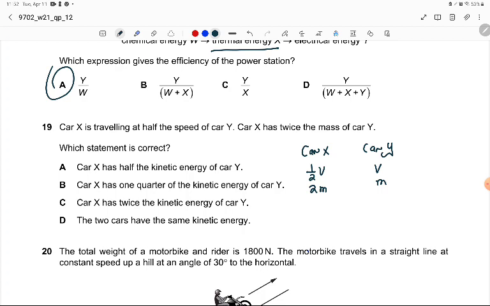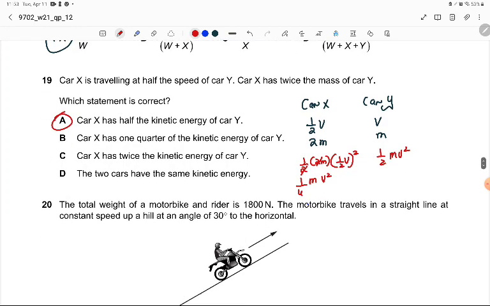Let's find the kinetic energies. So this should become half 2M and 1 over 2 V whole square. So the 2 cancels out, and this becomes 1 over 4 mv square. Okay. What about this one? So this is going to be half mv square, and apparently if this is half mv square and this is actually 1 over 4 mv square, so comparing the two values, car X has half the kinetic energy of car Y. That is true. That is absolutely true. So car X has half the kinetic energy of car Y. Very simple.